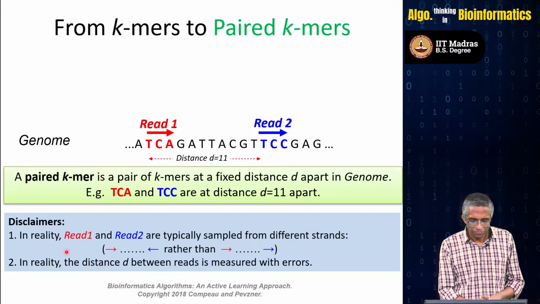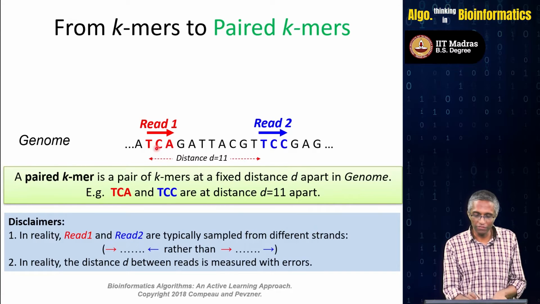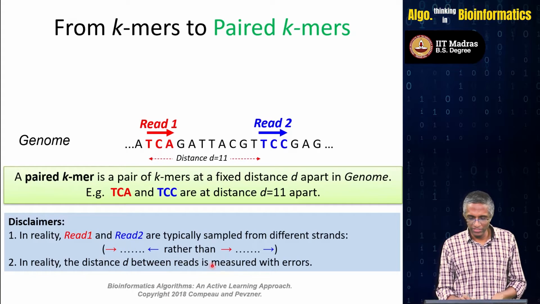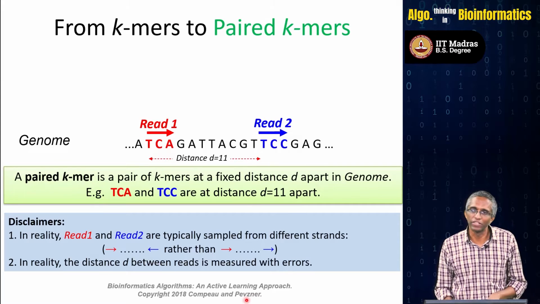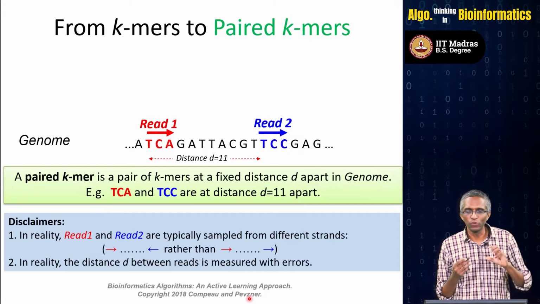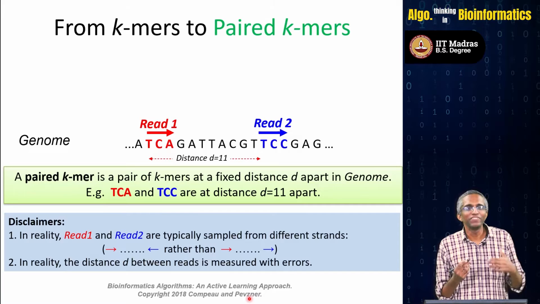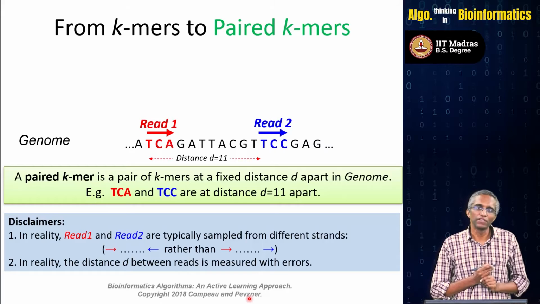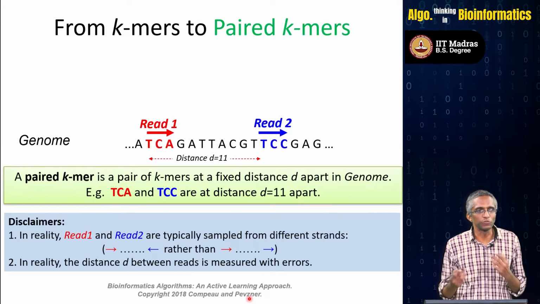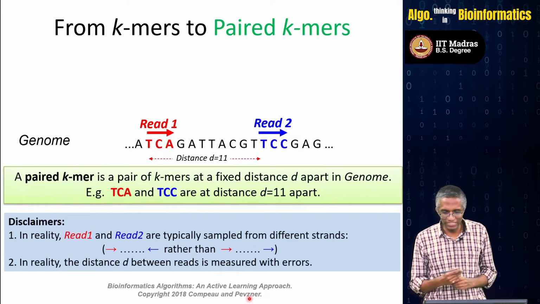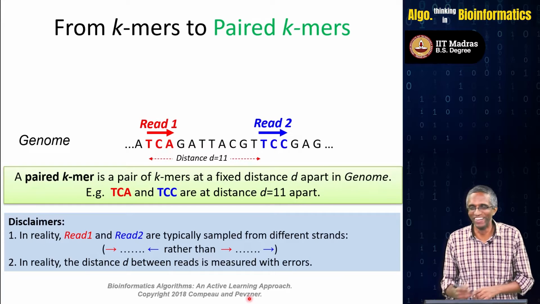Okay. I mean, there are, of course, in reality, read 1 and read 2 are typically sampled from different strands. Here we are just showing it as reads from the same strand of the DNA. And also in reality, the distance d is measured with errors, right? It's not always exactly 11 apart, but in the spirit of this course, we always kind of make the problem more clean. We look at a toy version of the problem. We address that problem first, design algorithms, then we add some bells and whistles to the algorithm so that it can handle real world data, which is much more messy than the clean problems that we see in the class. Okay. If I start showing all these messiness, then I will lose most of you.